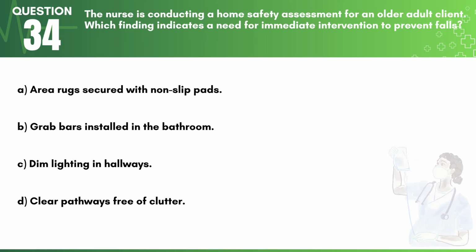Question 34. The nurse is conducting a home safety assessment for an older adult client. Which finding indicates a need for immediate intervention to prevent falls? A. Area rugs secured with non-slip pads. B. Grab bars installed in the bathroom. C. Dim lighting in hallways. D. Clear pathways free of clutter.